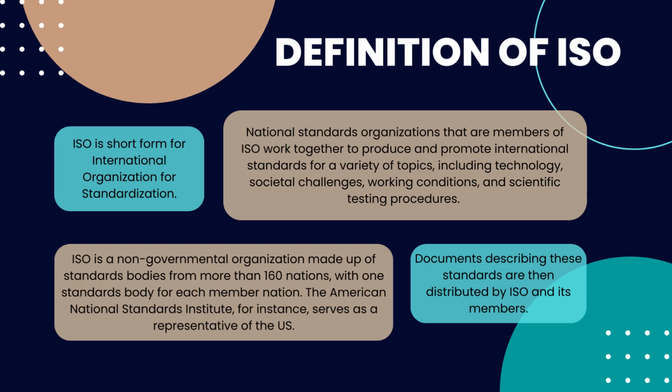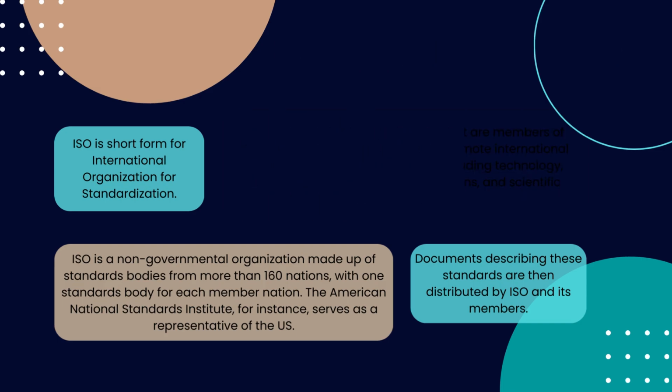The ISO's General Assembly is its decision-making body. It consists of representatives from the members and elected leaders called principal officers. The organization has its headquarters in Geneva, Switzerland, where a central secretariat oversees operations. Documents describing these standards are then distributed by ISO and its members.